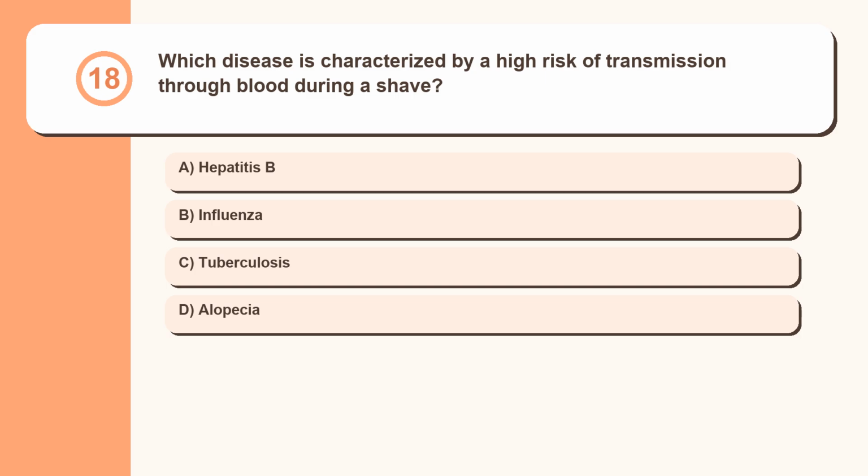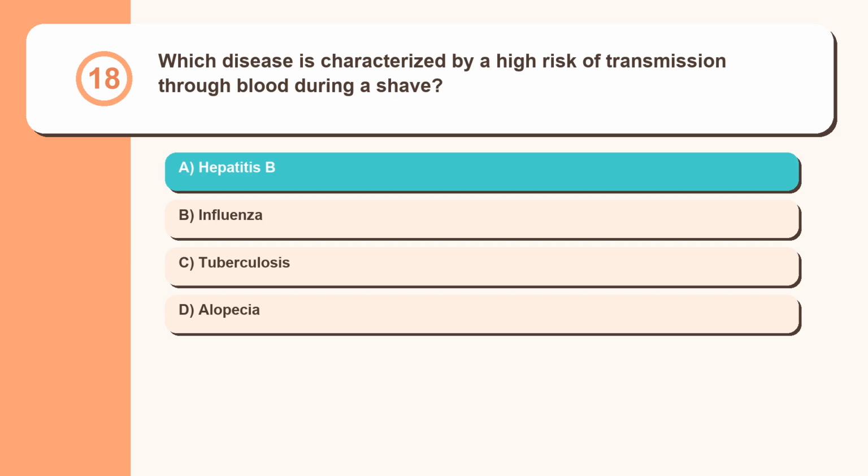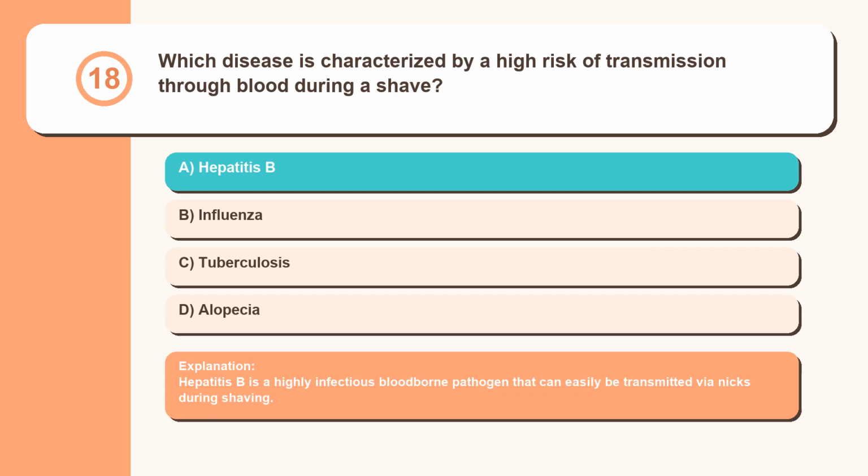Question 18. Which disease is characterized by a high risk of transmission through blood during a shave? Hepatitis B, influenza, tuberculosis, alopecia. Hepatitis B is a highly infectious bloodborne pathogen that can easily be transmitted via nicks during shaving.